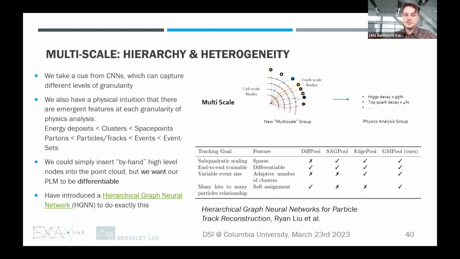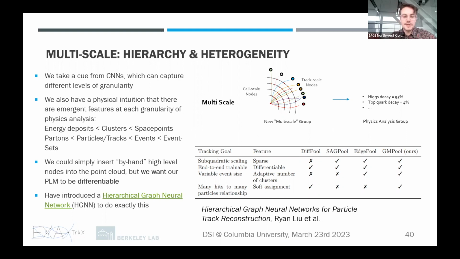Because we have a physical intuition that there are features that emerge at each granularity. Energy deposits, clusters, and space points, partons, particles, event sets. I mean, a physics analysis really has a huge hierarchy of different data types. And of course, we could simply put them in by hand, but it would be nice if our model could learn the scales that are most relevant to a problem, right?